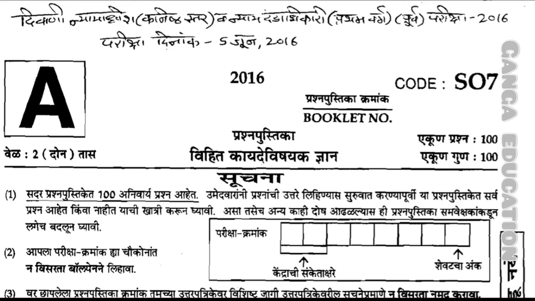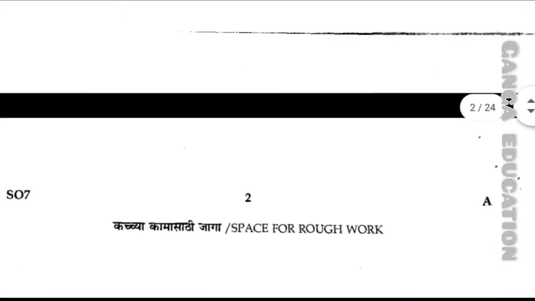This is the question paper of Civil Judge Junior Division and Judicial Magistrate of First Class Preliminary Examination held in 2016 at Maharashtra. This is set A. We have already discussed instructions for candidates while discussing the question paper of 2011, so we are not going to discuss it in detail here. Let's jump to question number 1.